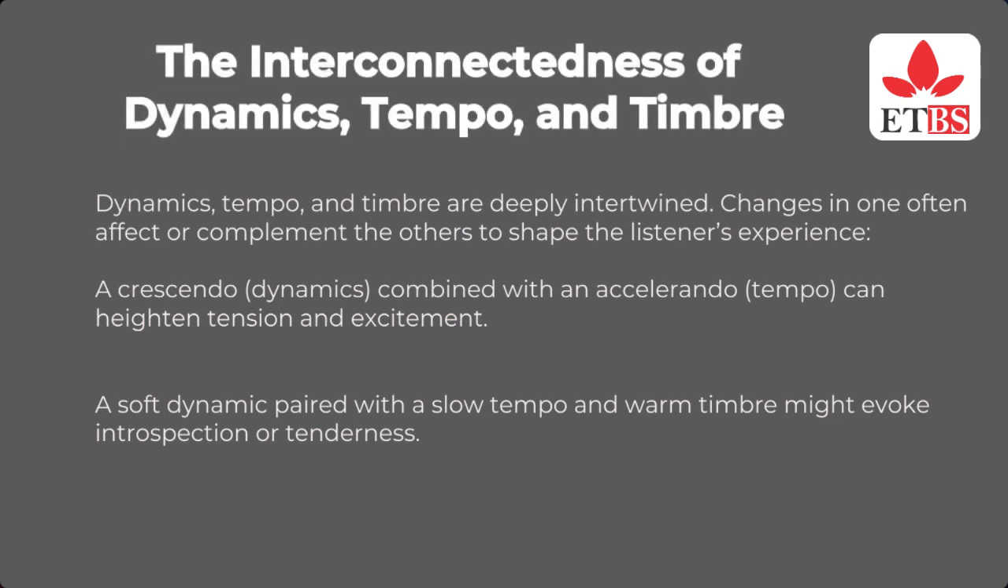The interconnectedness of dynamics, tempo, and timbre: they are deeply intertwined. Changes in one often affect or complement the others to shape the listener's experience. A crescendo (dynamics) combined with an accelerando (tempo) can heighten tension and excitement. A soft dynamic paired with a slow tempo and warm timbre might evoke introspection or tenderness. Abrupt shifts in dynamics coupled with sharp timbral changes can signal drama or surprise. Understanding how to balance and contrast these elements is crucial to creating expressive musical narratives.